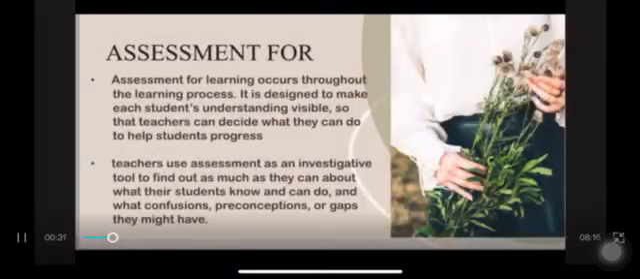Assessment for learning occurs throughout the learning process. It is designed to make each student's understanding visible so that teachers can decide what they can do to help student progress. Teachers use this assessment as an investigative tool to find out as much as they can about what their students know and can do, and what confusions, preconceptions, and gaps they might have, or what we call the diagnostic assessment, so that we can assess kung hanggang saan na ba yung kaya ng ating students or hanggang saan na ba yung knowledge ng students natin. And by that time, we will be able to decide kung ano ba yung mga dapat natin gawin or kung saan ba tayo magsisimula sa topic natin.